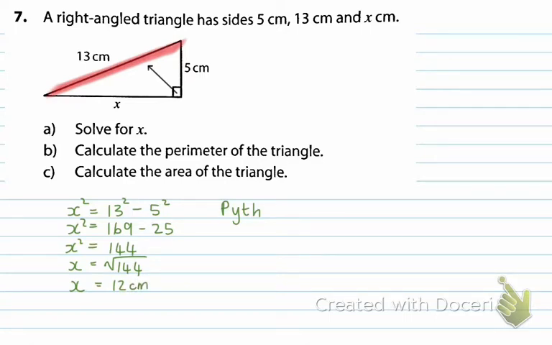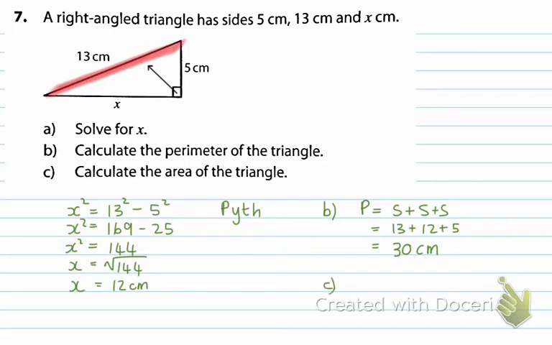Next, at B, they ask us to calculate the perimeter of a triangle. Now remember, the perimeter of a triangle is just all the sides add together. So we have 13 plus 12 plus 5, which is going to give me an answer of 30 centimeters.